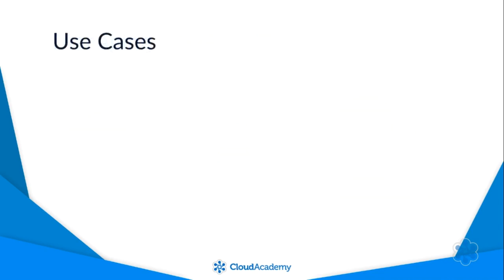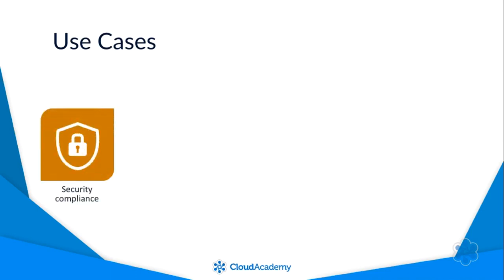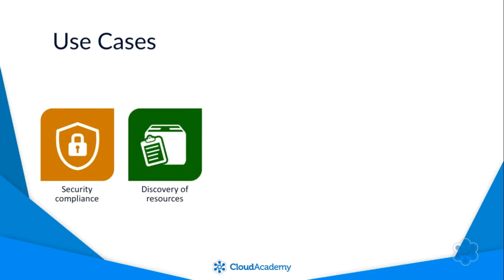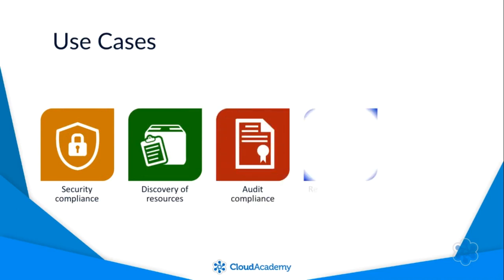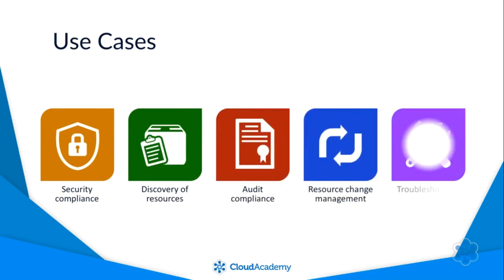Finally, we looked at a number of different use cases of where AWS Config can be used to help support, maintain and optimize your AWS resources. These included security compliance, discovery of resources, audit compliance, resource change management, and troubleshooting and problem management. That now brings us to the end of this lecture and to the end of the course. I hope it has given you a good understanding of the AWS Config service and has left you confident enough to start using the service as you need within your own organisation.